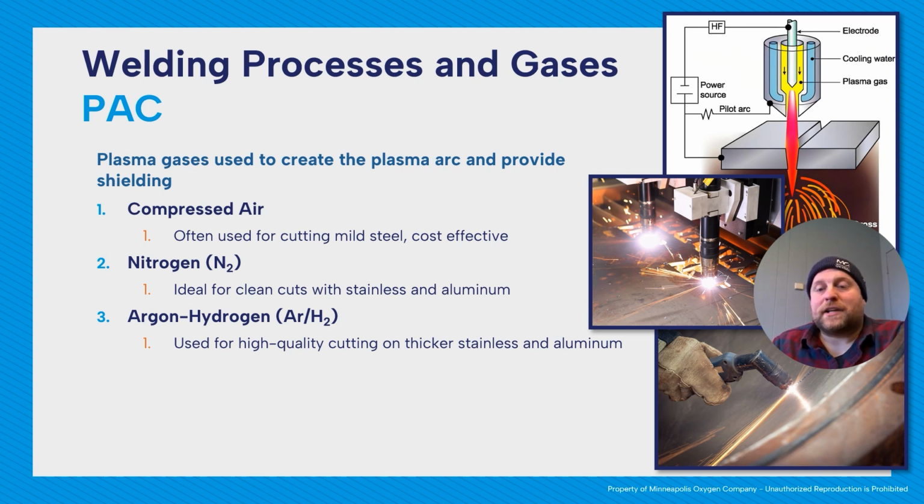So compressed air is most often used, very cost effective. You can get it from anywhere, but you gotta make sure it's clean. So, a lot of filtering, make sure it's not too much moisture. Nitrogen is also used for stainless and aluminum. And then you can get an argon hydrogen mix. That's for cutting on thicker stainless and aluminum.